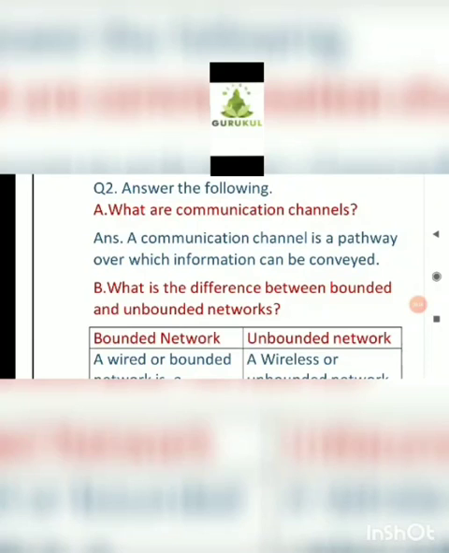Answer the following. First one, A1. What are communication channels? A communication channel is a pathway over which information can be conveyed. Kids, what do you mean by computer network? A computer network is a communication system where more than one computer, it may be two or more computers, are connected with each other through a transmission medium so that they can exchange information and share resources with each other. So a channel is needed, a medium is needed, that is known as the communication channel.